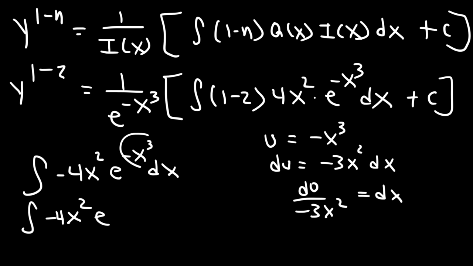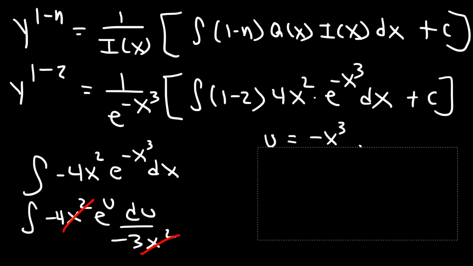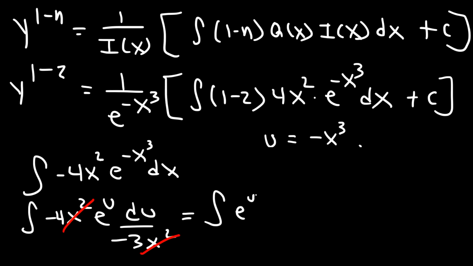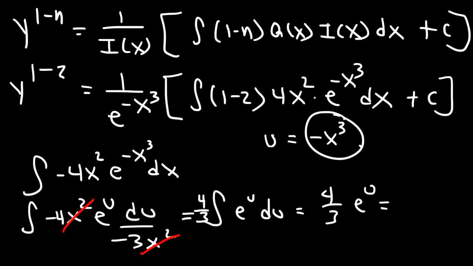So I'm going to replace negative x cubed with the u variable, and dx with du over negative 3x squared. And so these will cancel. And now I have the integral of e to the u du, but there's a constant in front of that, 4 over 3. The antiderivative of e to the u is just e to the u. And then we need to replace u with negative x cubed. So this is going to be 4 over 3 e to the negative x cubed.